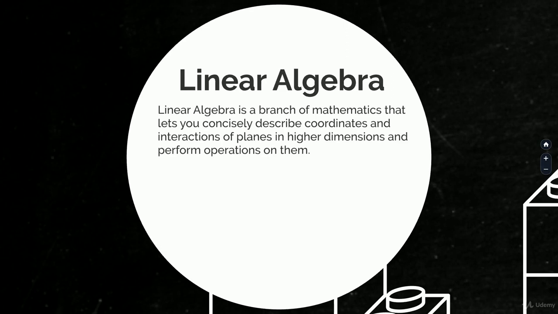But let's move on. Our last core math competency is going to be linear algebra. And this is a branch of mathematics that lets you concisely describe coordinates and interactions of planes in higher dimensions and perform operations on them. We were mentioning in previous videos, as soon as we add additional inputs, we're getting into a higher dimension. If we have 2 inputs, that's 2 dimensions, 3 inputs, 3 dimensions, 4, 5, etc. Some of these algorithms are going to have hundreds, if not thousands, of inputs. When we're thinking about an image, even a 16 by 16 matrix 8-bit image is going to have 256 different inputs. So doing math in 256 dimensions is going to be impossible without an understanding of linear algebra.